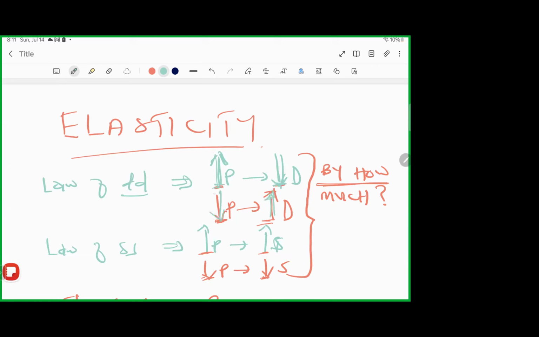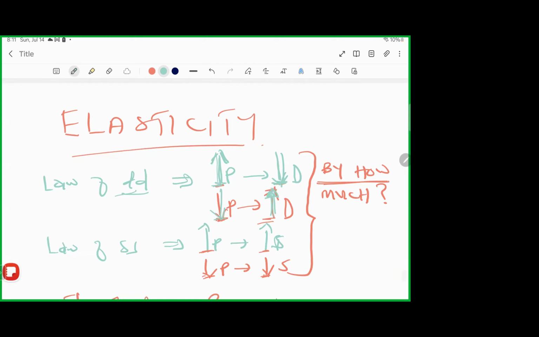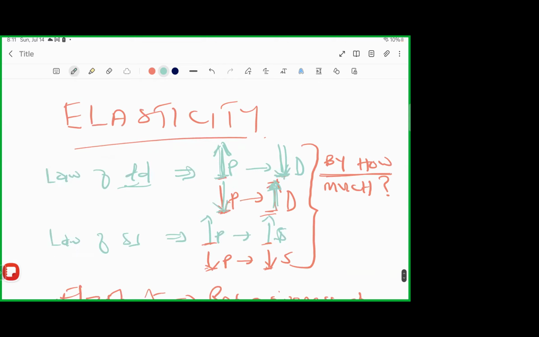Now, if price is increasing and demand is decreasing, the big question is by how much will you decrease quantity demanded? If price is falling, from the law of demand you are expected to increase demand. By how much will you increase demand? We measure it using the concept of elasticity.